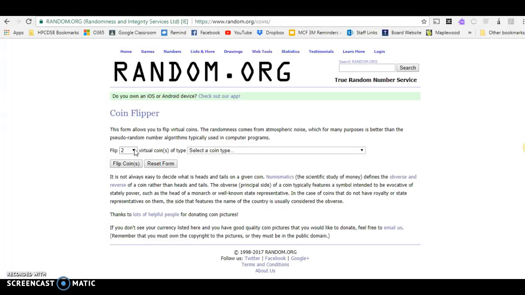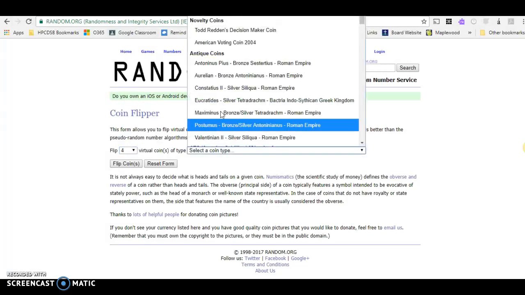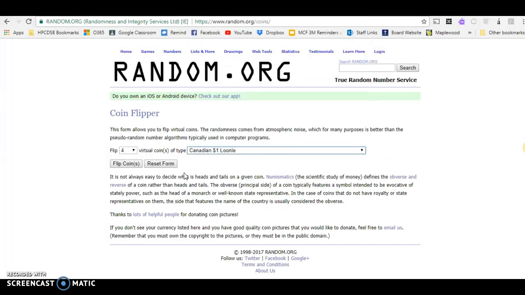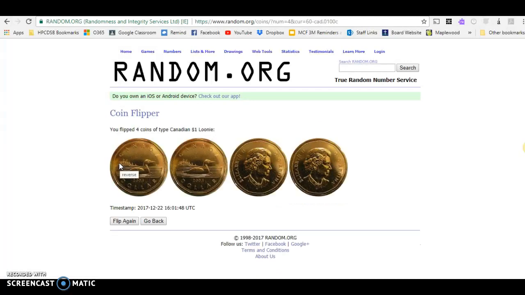In this case, I want to simulate having 4 children. So I'm going to flip 4 coins. You can select your coin type that you want. So let's use a loonie. And we're going to flip the coins to see the gender of the children that we have. So there you go right away. I flipped my coin. This is one trial. So flipping a coin 4 times or flipping 4 coins is considered one trial.